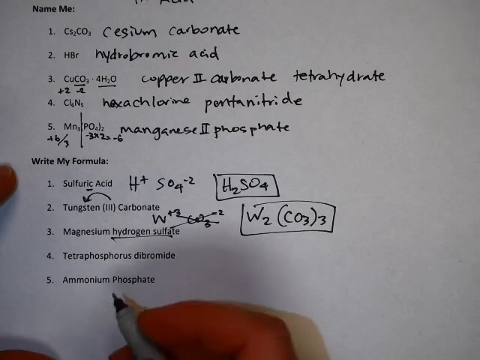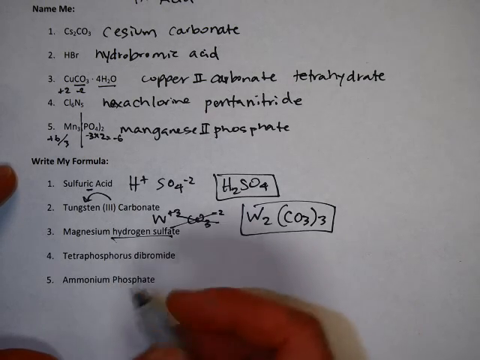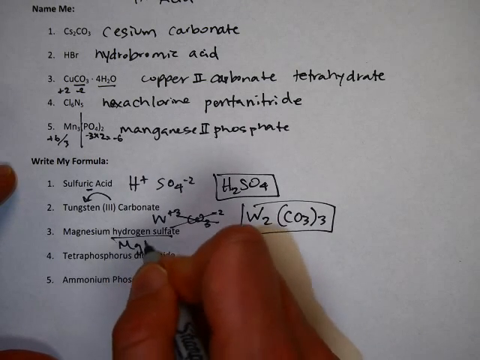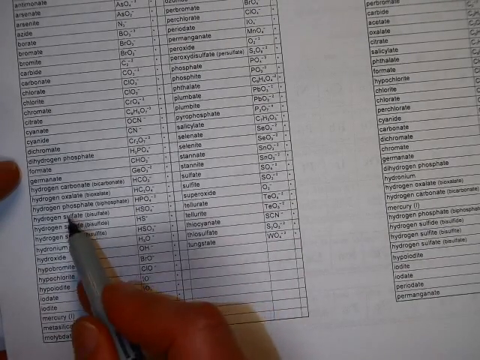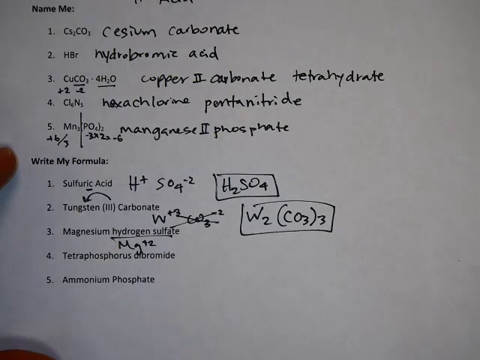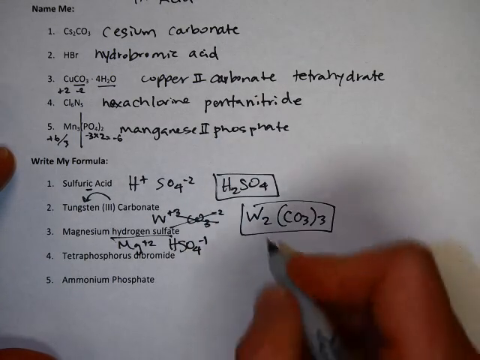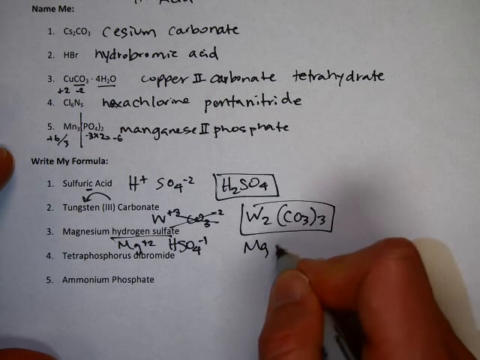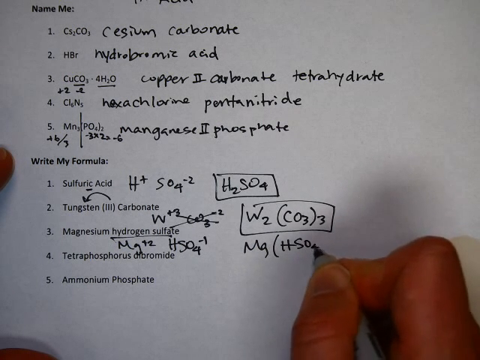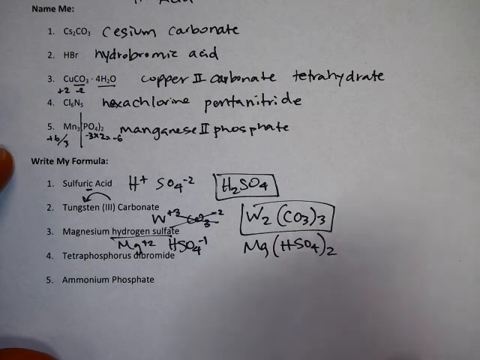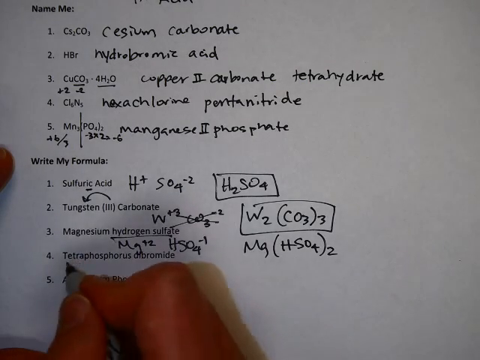Magnesium hydrogen sulfate looks like 3 things, but really hydrogen sulfate is 1 thing, and there's no prefixes, so I should be crisscrossing it. So magnesium is +2. Hydrogen sulfate right here. Hydrogen sulfate is HSO4 minus 1. You crisscross them and you get MgHSO4 2.